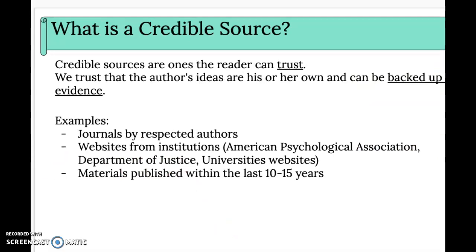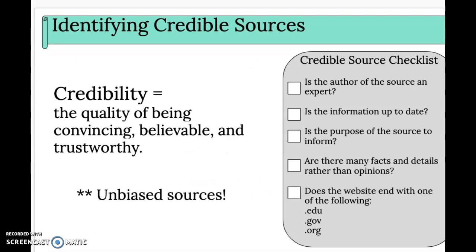Okay, now, a credible source would be a source that you can trust. It's backed up with evidence. And these are examples: journals, articles, websites from institutes, like associations, universities, and materials that are published within the last 10 to 15 years. Okay, and then when you're thinking about credibility, what it means is just the quality of being convincing, believable, and trustworthy. And we'd also call them unbiased sources.